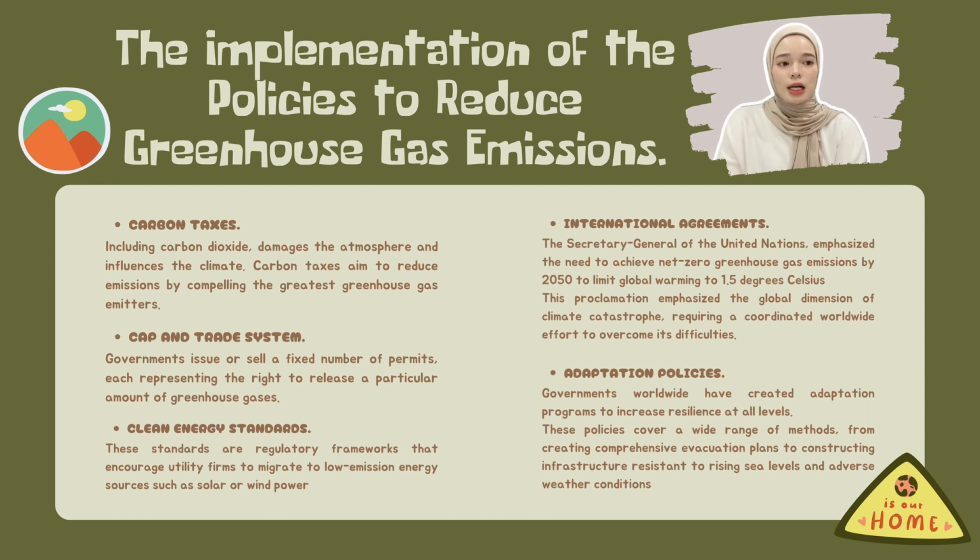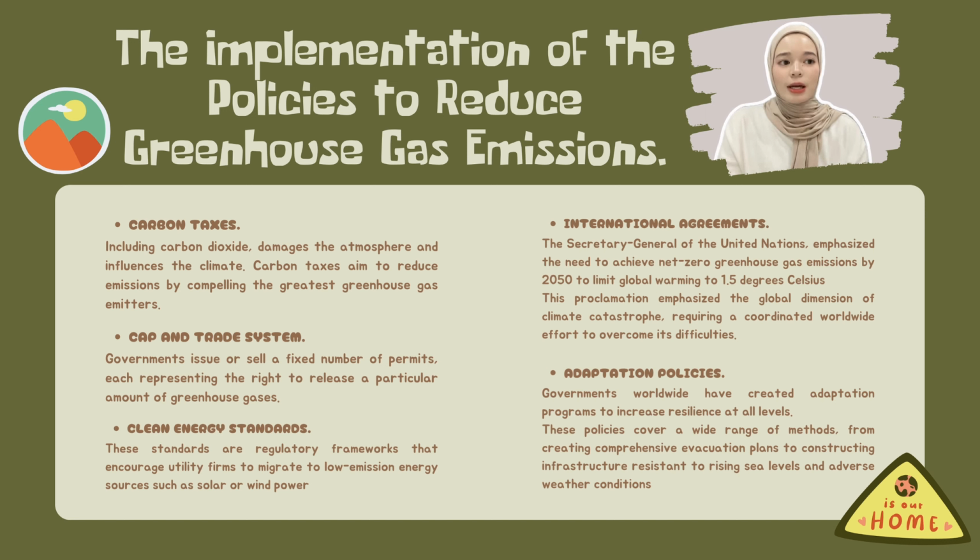The first point is carbon taxes. Carbon dioxide damages the atmosphere and influences the climate. Carbon taxes aim to reduce emissions by compelling the greatest greenhouse gas emitters, such as coal-fired power stations, to pay for the harm that they created. Moreover, government can use the money raised by these fees to fund social programs, invest in sustainable energy, or decrease taxes for the public.